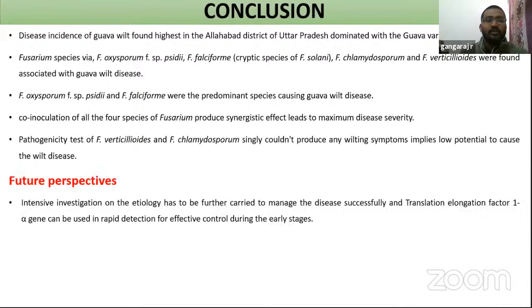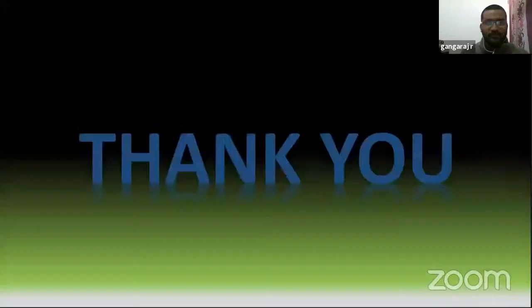In future, intensive investigation on the etiology has to be carried out to manage the disease successfully, and the translation elongation factor 1 alpha gene can be used for rapid detection of the effective pathogen during the early stages. These are a few references. Thank you.